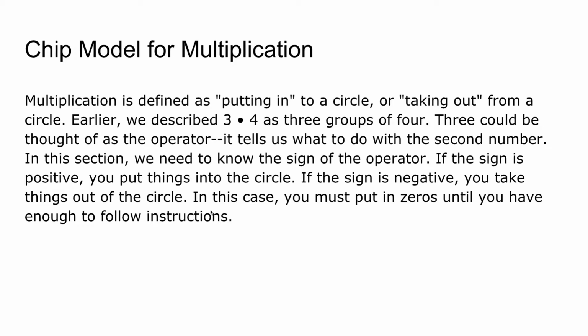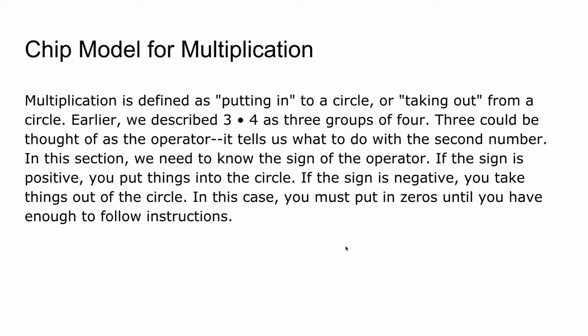Okay, we are going to use models again. But this time I'm going to show you two different kinds of models. First one is chip models. We use red chip for negative numbers and yellow chip for positive numbers, right? So negative integers are represented with red chips, and positive integers are represented with yellow chips, right? So keep that in mind, and we're gonna use that.